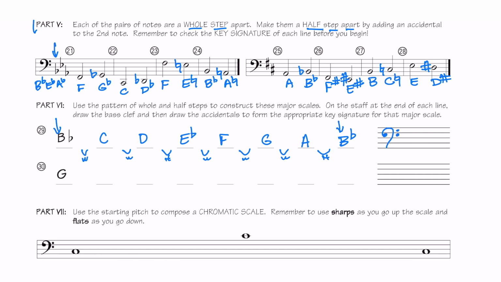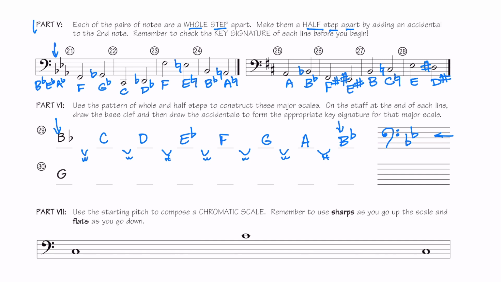So you can't forget this part. And I'm using the accidentals to find the appropriate key signature. So in line number 25, I see a B flat and an E flat. So I'm going to draw those in my key signature. I don't see an A flat, I don't see a D flat, anything else. Those are the two flat signs. So this is my key signature of the B flat major scale.